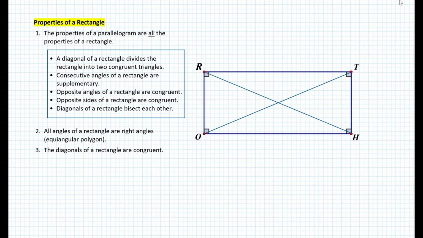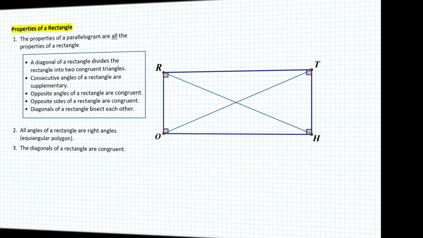Now, it turns out that the first property, which basically are all the properties of the parallelogram, we already proved in one of our previous lessons. Number 2 does not require a proof because it's already entailed in the definition. Well, in the definition, we're only stating that there's only one right angle, but then we can use the fact that consecutive angles are supplementary to prove that all the other 3 remaining angles are also right angles. So that's an easy proof. The third one states that the diagonals of a rectangle are congruent. Let's prove that one now.